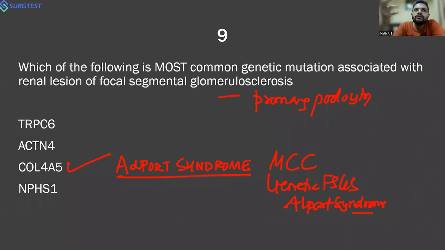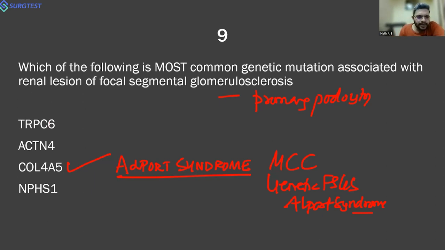If the word podocytopathy is there, then that option is eliminated, because we all know that Alport syndrome is a problem with the glomerular basement membrane. The collagen type 4 alpha 5 chain is not good, so your collagen network is not good. But when you have the most common genetic cause, because the other things are rare, your TRPC6, your actinin 4, and your NPHS1 are podocytopathies. They have issues in the podocyte. They are genetic mutations which lead to alteration in the slit diaphragm or the podocyte structure. NPHS1 is nephrin, we already discussed.